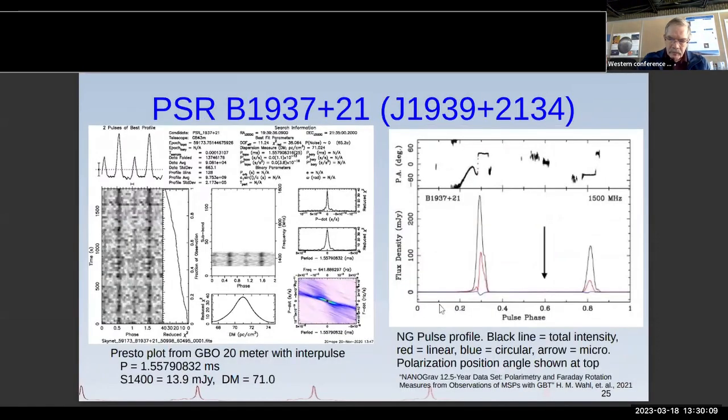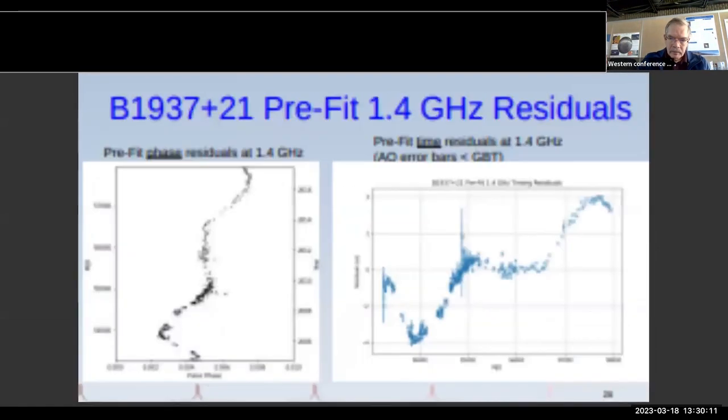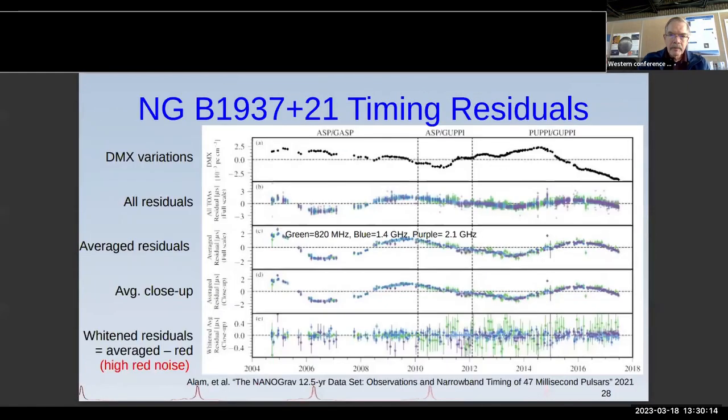Then the bottom one shows what they call the whitened residuals. Whitened residuals are taking the averaged residuals that you have here, and then they subtract out the red noise model. The red noise model is what comes back from your Bayes modeling in Enterprise. And in this case, this particular pulsar has a high red noise model, meaning the red noise exceeded a threshold of what they expected and exceeded the threshold of others.